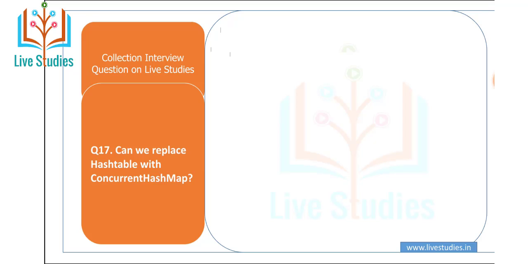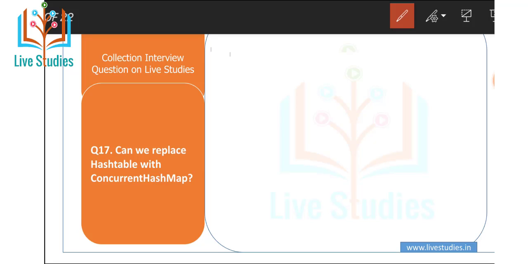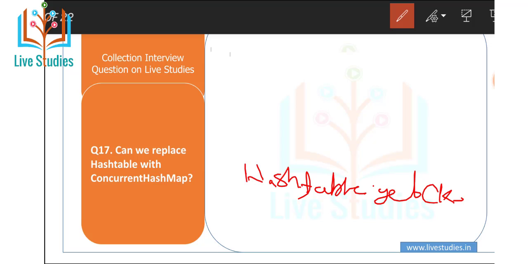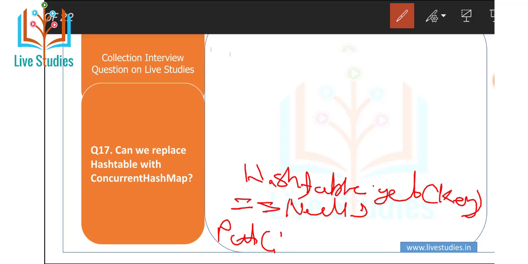Compound operations like if hashtable.get(key) is equal to null, then put key and value, work in a Hashtable but not in a ConcurrentHashMap. Instead of this, use the putIfAbsent method of ConcurrentHashMap.